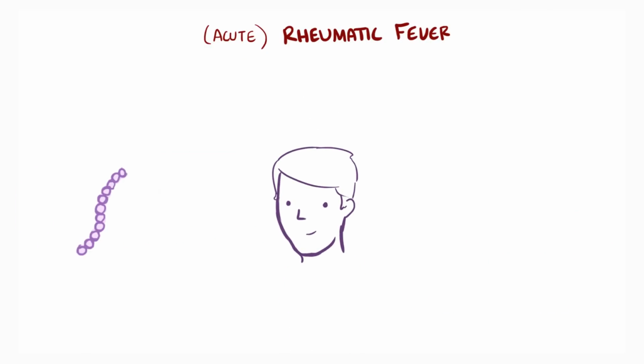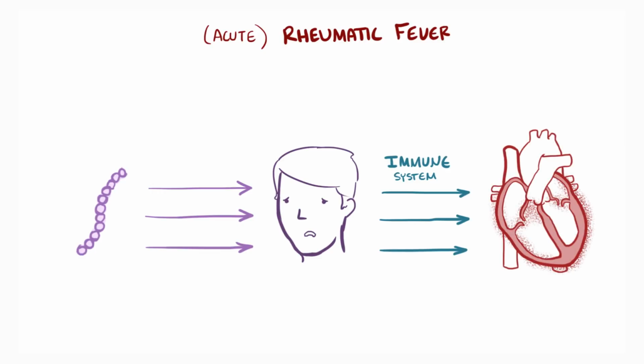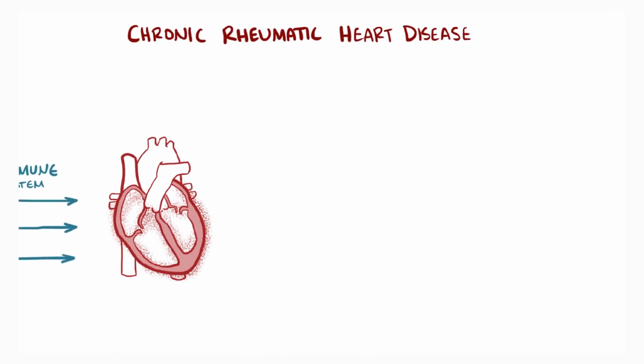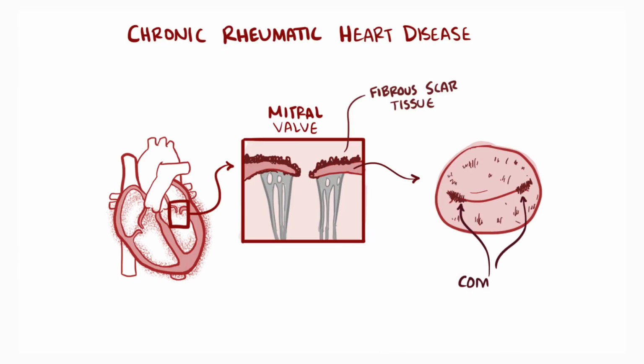If repeatedly exposed to group A beta hemolytic streptococcus, though, the body continues to launch immune attacks against the various tissues, but most notably the heart tissue, which can lead to chronic rheumatic heart disease. With chronic rheumatic heart disease, the valves, typically the mitral valve, but sometimes the aortic valve, develop scar tissue from repeated inflammation. The leaflets of the valves become thicker and can actually fuse together, called commissural fusion. Also, the chordae tendineae, which are attached to the valves, can become thickened as well.